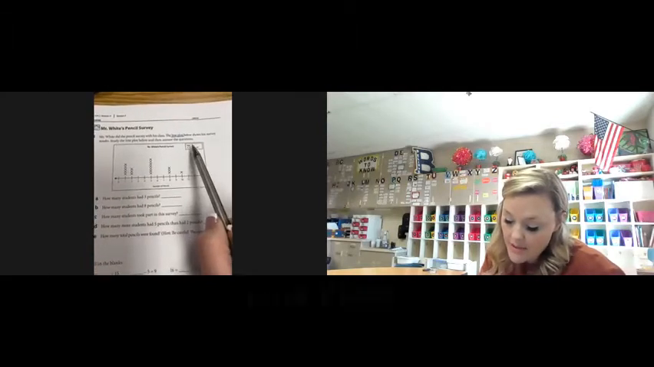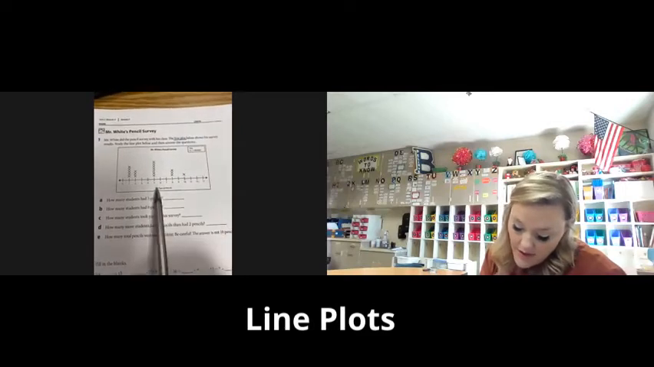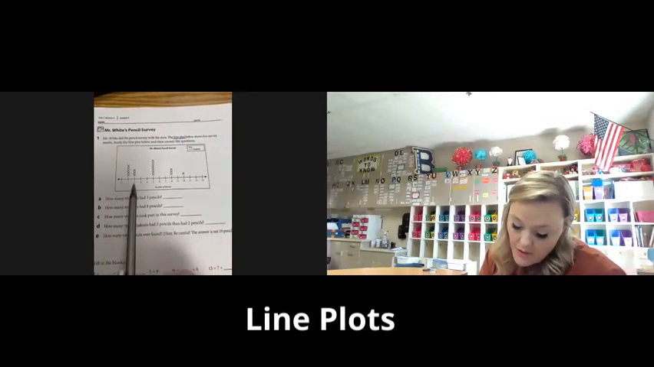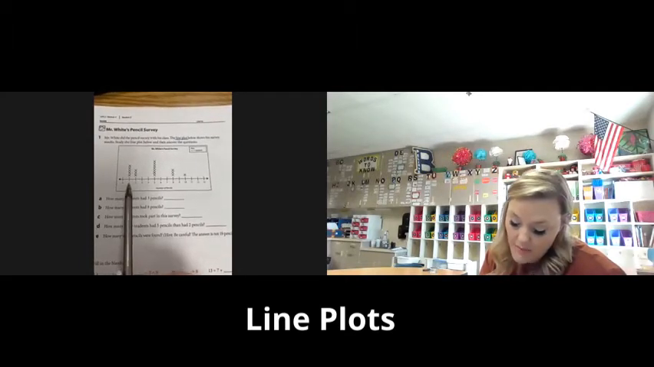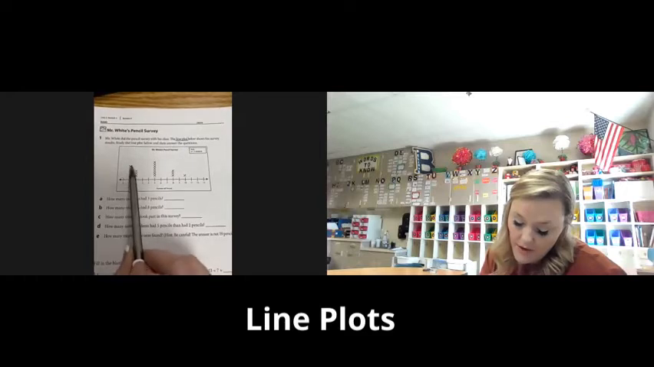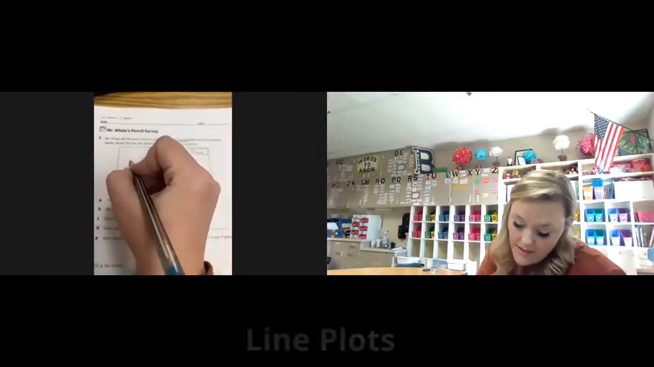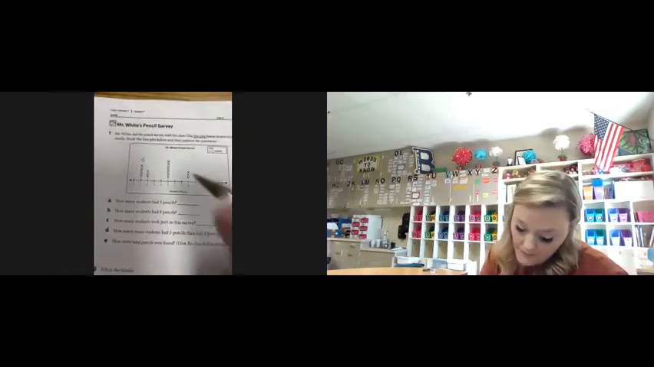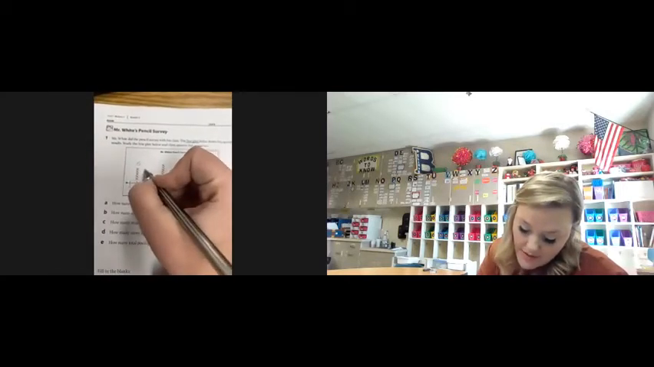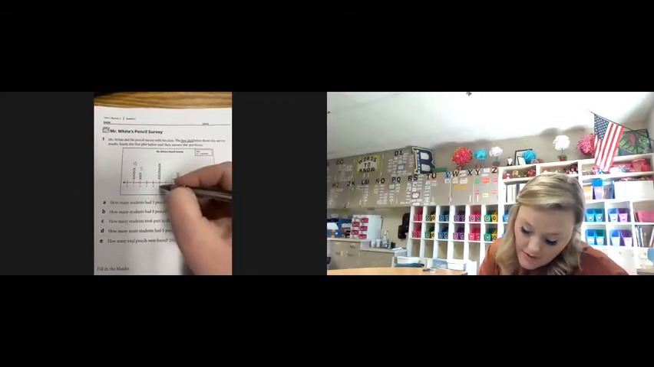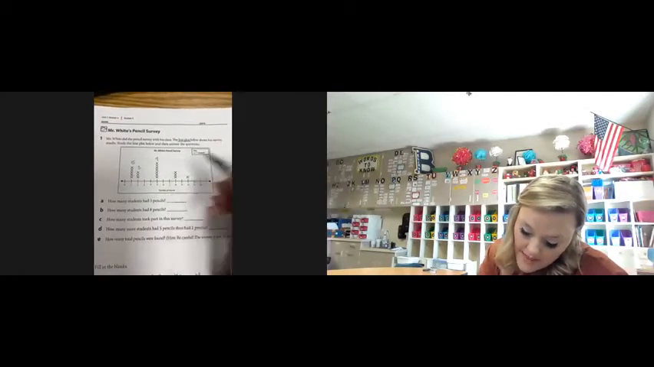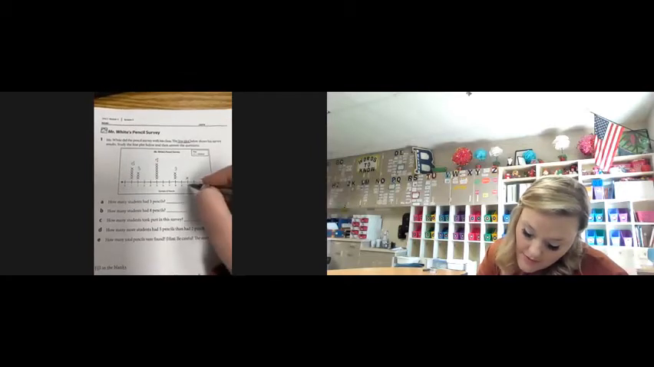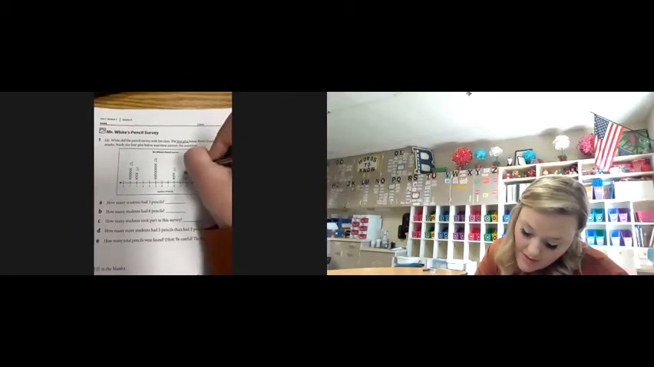So each X represents one student. The number of pencils. So 2 pencils, there were 3 students who had 2 pencils. For 1 pencil only, there was 1, 2, 3, 4, 5. So 5 students had 1 pencil. 3 students had 2 pencils. 1, 2, 3, 4, 5, 6, 7 students had 5 pencils. 3 students had 8 pencils. And 1 student had 10 pencils.